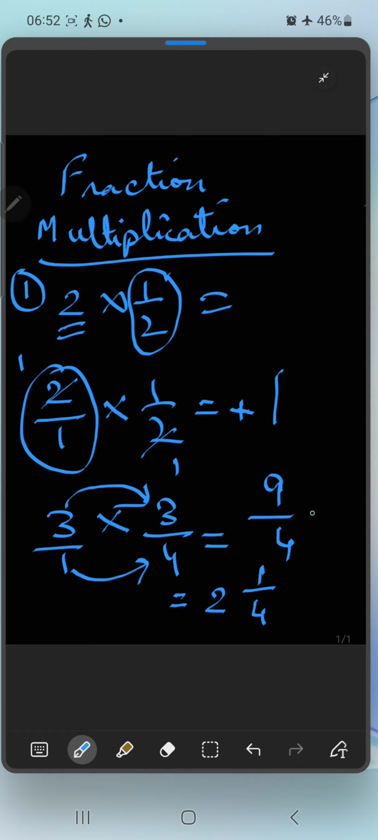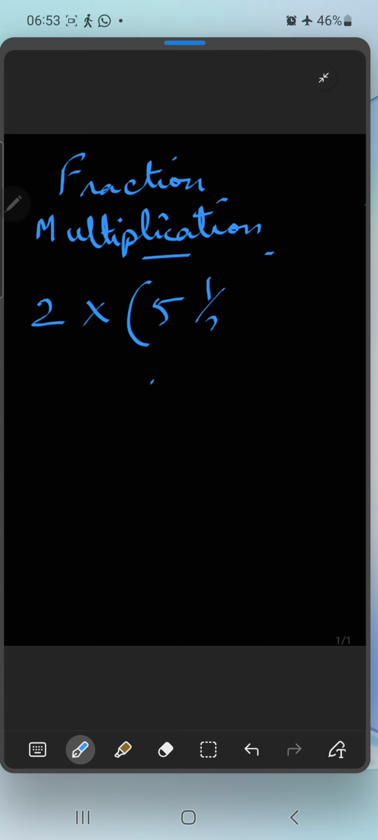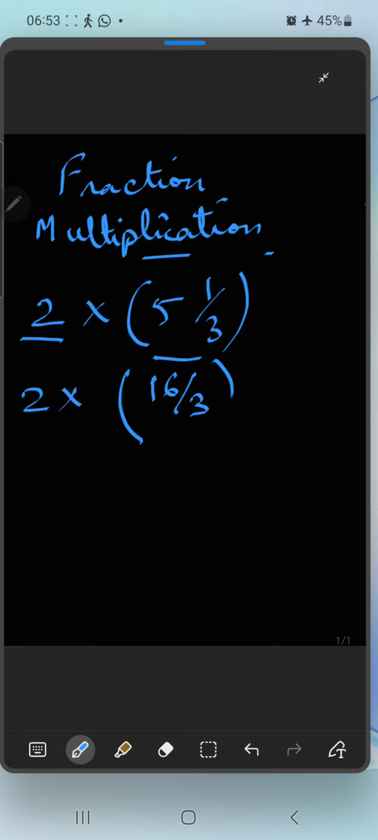Now if we have to multiply a whole number with any mixed fraction, suppose this is the case. This is a whole number and this is a mixed fraction. So first of all we will convert the mixed fraction into a normal fraction. So here we will get 16 by 3. Now this question has converted into the first type of multiplication which we had already learned just before this. We can write this 2 as 2 by 1 and we can write 16 by 3.